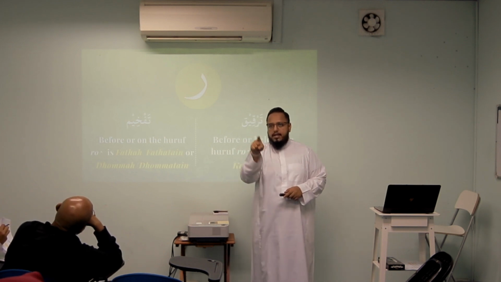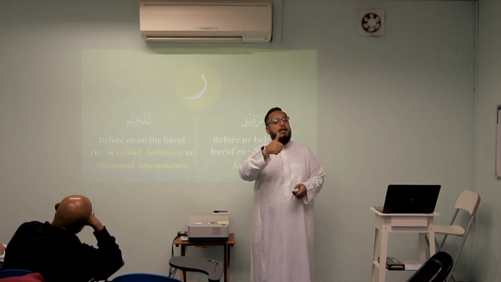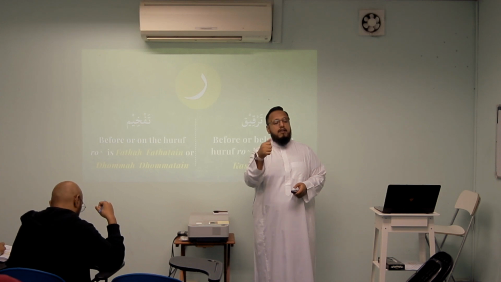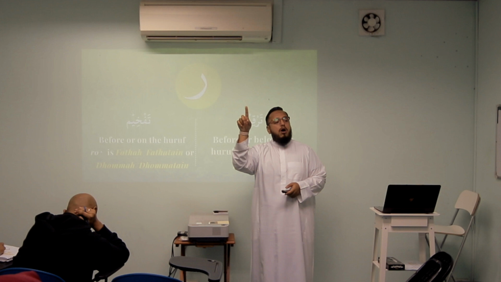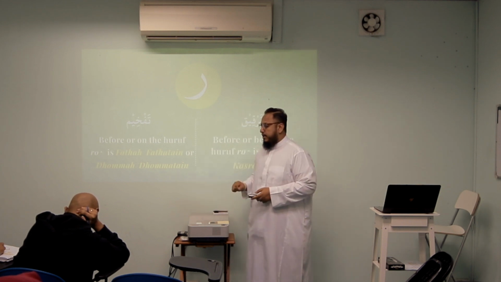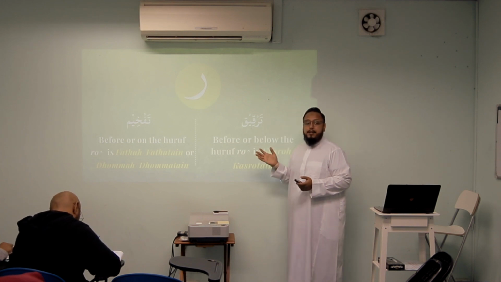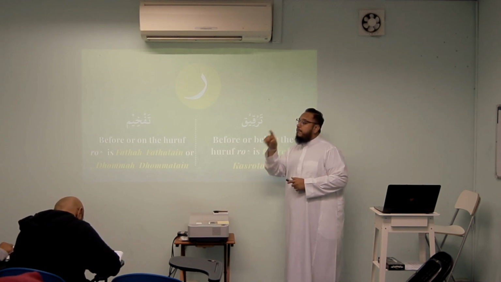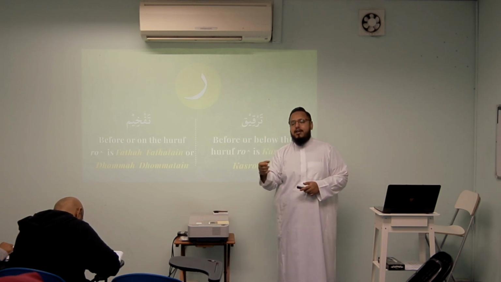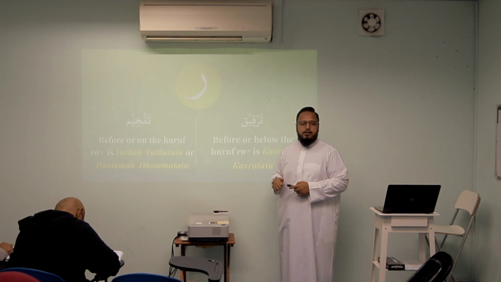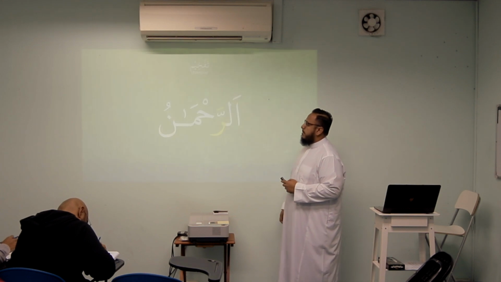What happens if ra has a sukun? Because ra can have a sukun. We just need to take a look at the tashkil before it. So if before the huruf ra, ra that has a sukun, before it is fatha or dhamma, it will fall under tafkheem. If ra has a kasratain, kasra, simple, tarqeeq. But what if ra sukun? Then if before ra sukun has a kasra, it will fall under tarqeeq. So let's take a look at the example of tafkheem for huruf ra.